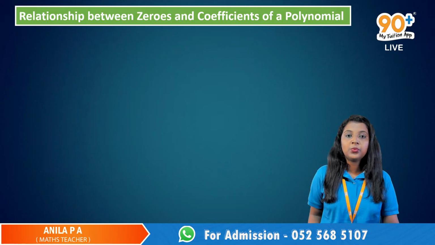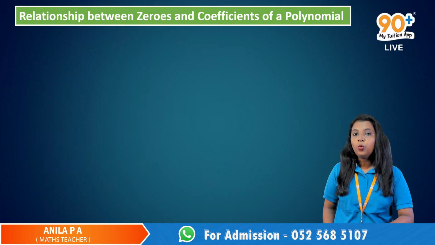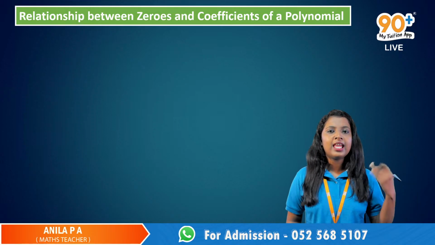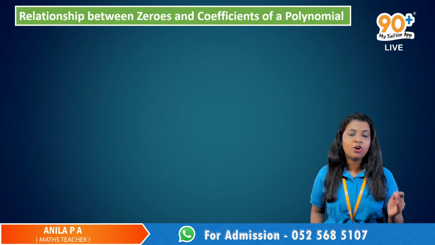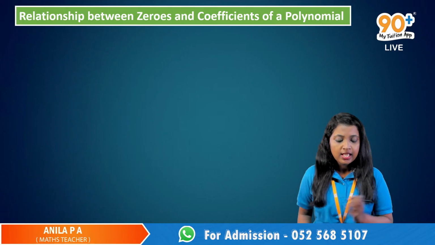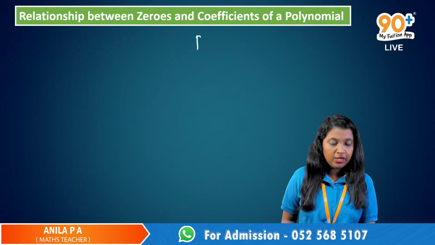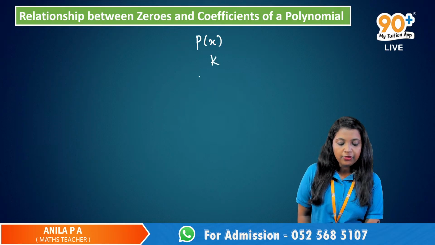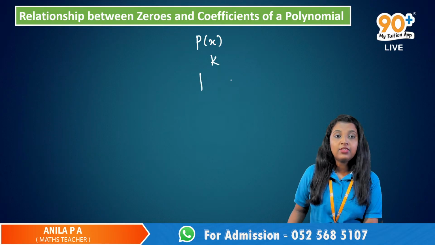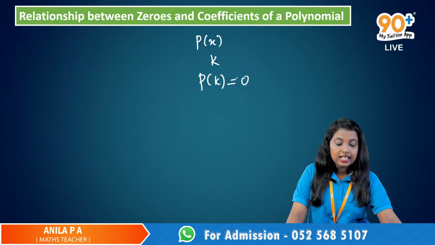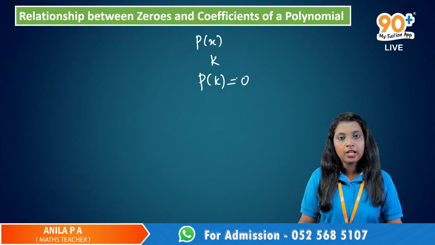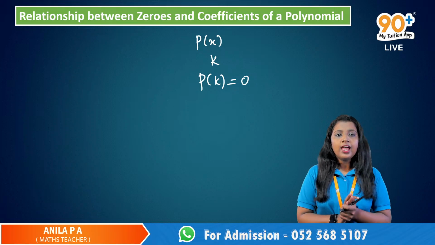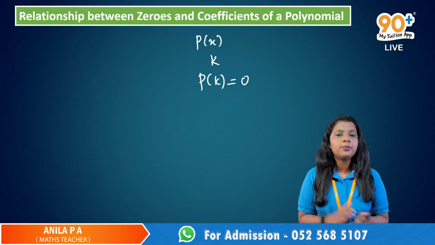Relationship between the zeros and coefficients. We know the zero of a polynomial is any value which makes that polynomial zero. Suppose we have a polynomial p of x and any number k, and if p of k is equal to 0, then we say that k is the zero of this polynomial. And what about the coefficients of a polynomial?